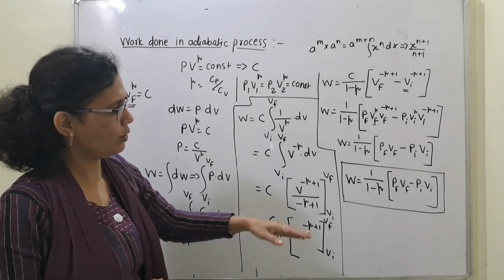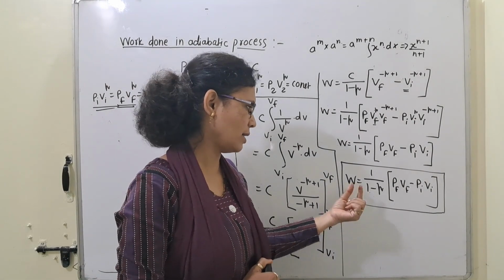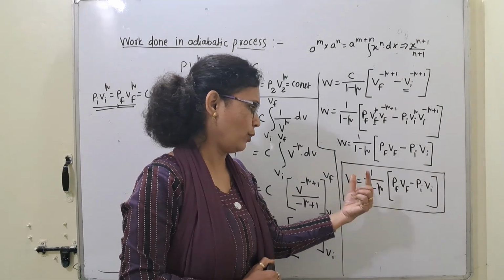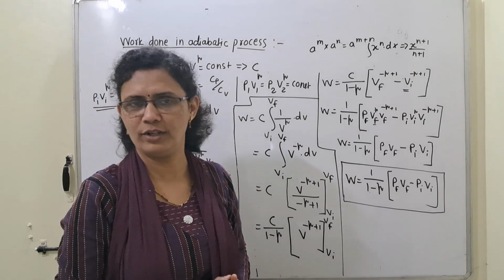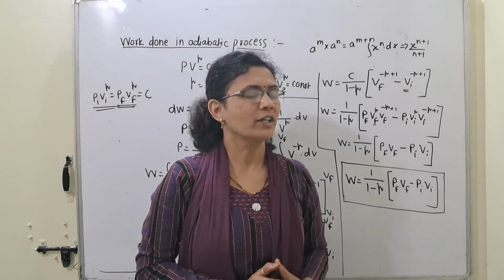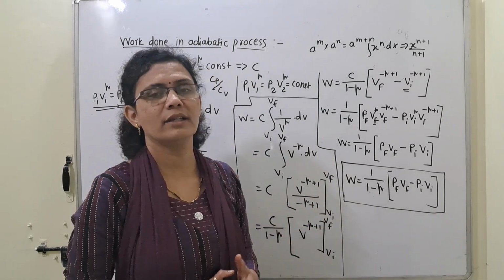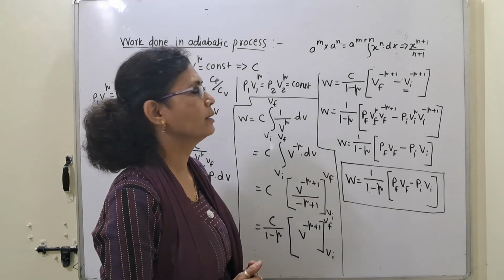If you put that value, you will get the expression at last as W is equal to 1 upon 1 minus gamma, into P final V final minus P initial V initial. This is the derivation for work done in case of an adiabatic process.